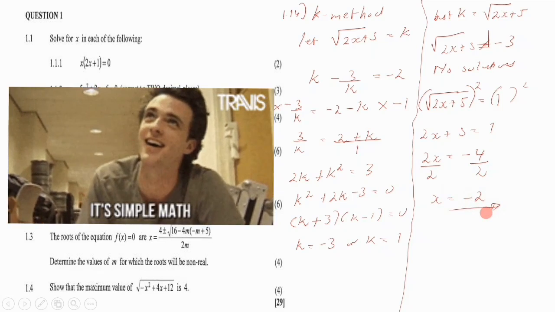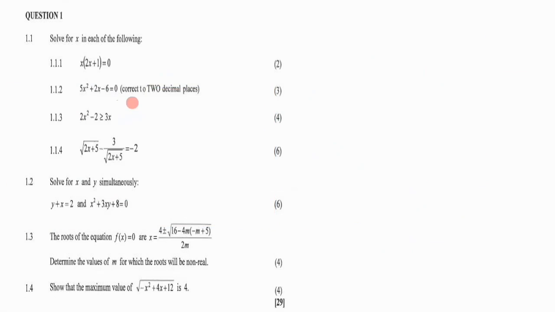Nice. Okay, so let's check 1.2. It says solve for x and y simultaneously. And then we are given our equations. It's y plus x is equals to 2. And then we'll say this is equation 1. And then we have x squared plus 3xy plus 8 is equals to 0. And this is our equation number 2, right?